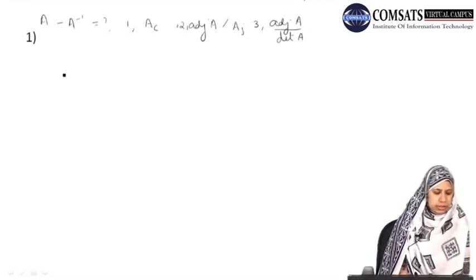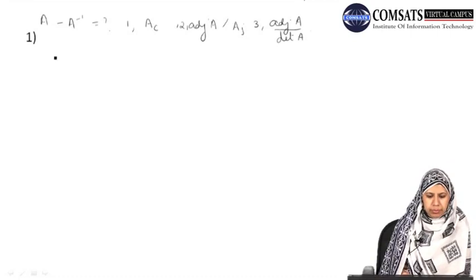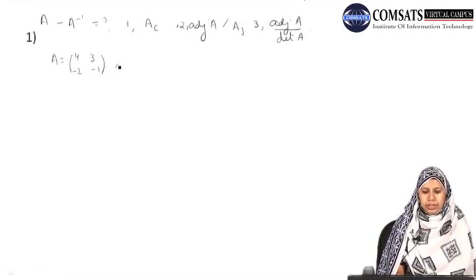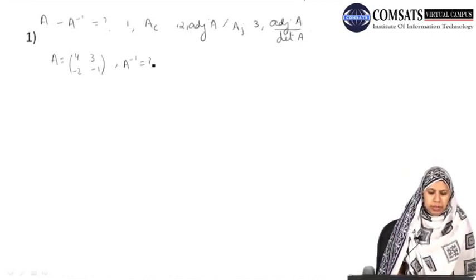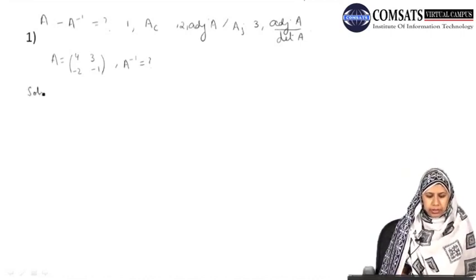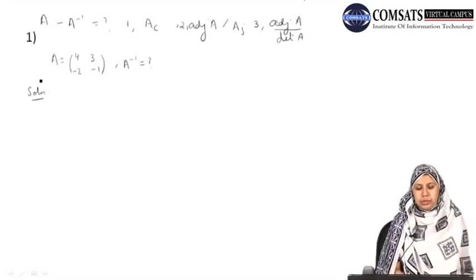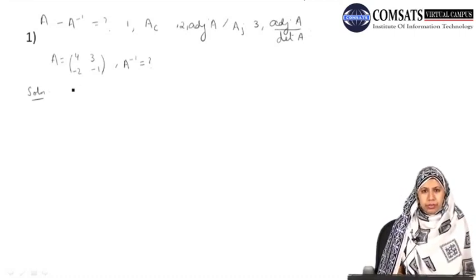Suppose we start with a simple case. Suppose we have a matrix A, a 2 by 2 matrix with entries 4, 3, -2, -1, and we are interested in finding the inverse of this matrix. Here we have a 2 by 2 matrix, so we will not use this method, the adjoint of A divided by determinant of A. But for this 2 by 2 matrix, finding the adjoint is very easy.